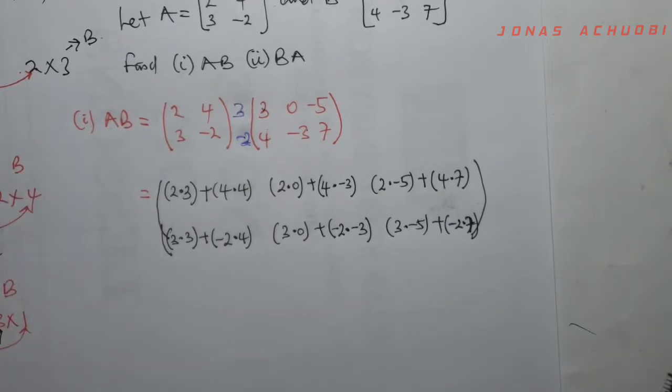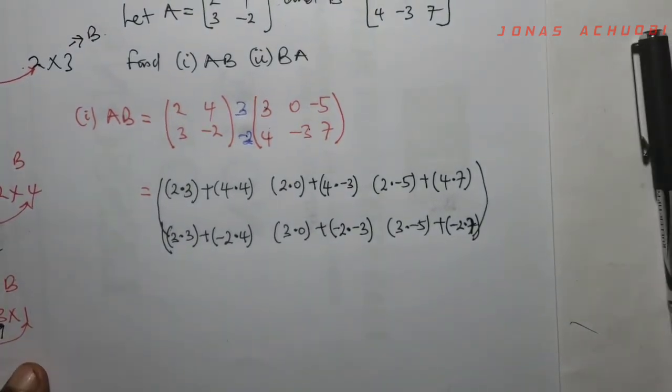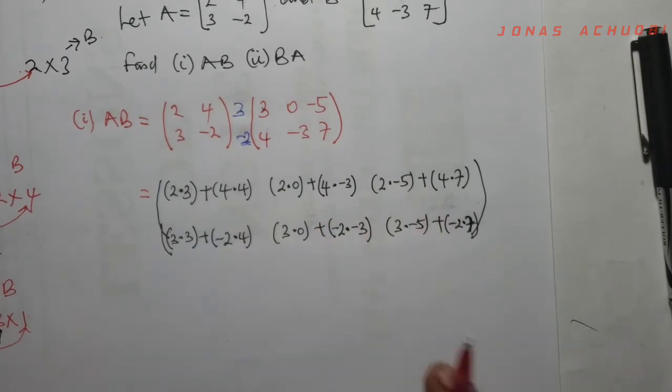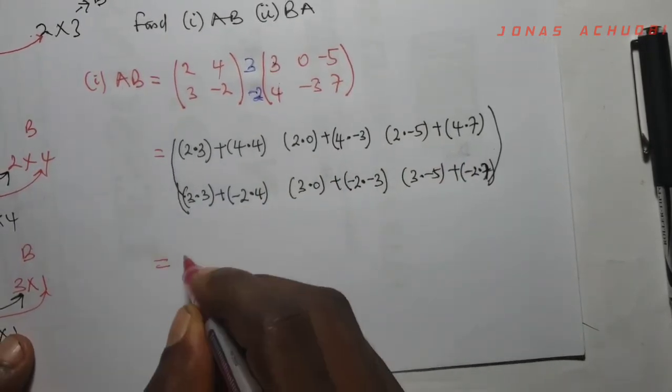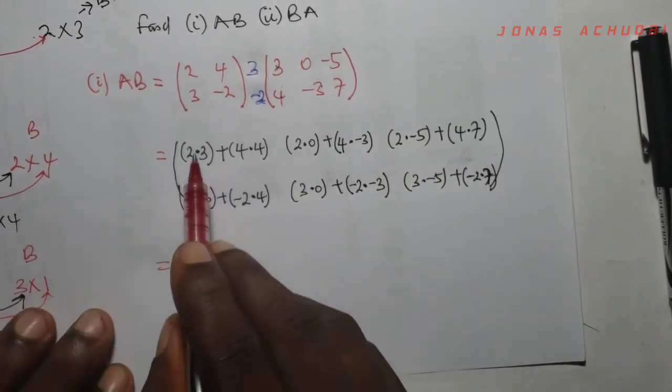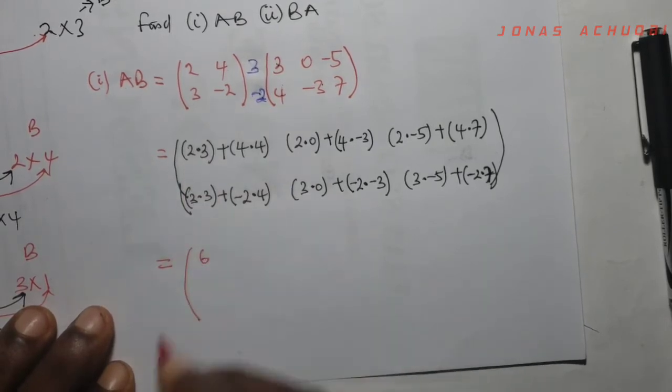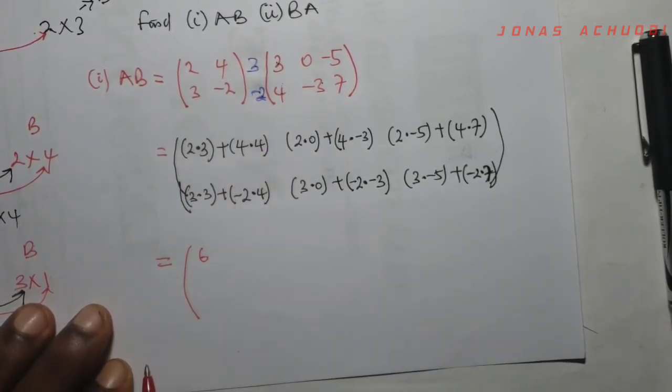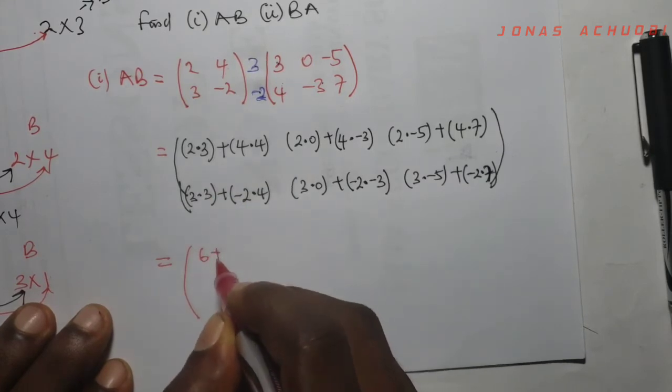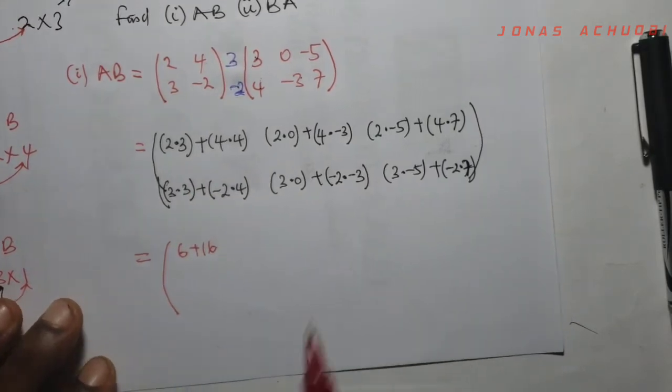So multiplication now is complete. The next thing I want to do is to now tidy up what I have here, and that will be the result. So we tidy up. 2 times 3 is 6. 4 times 4 is 16. So that is 6 plus 16.